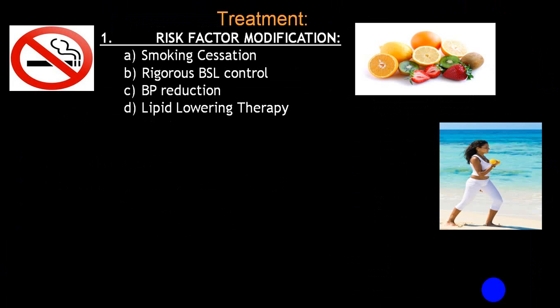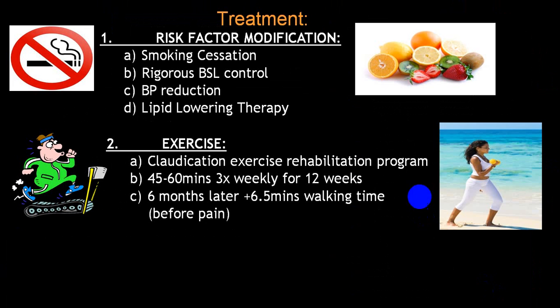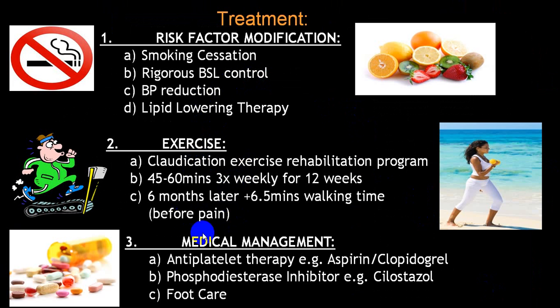So treatment includes risk factor modification, that is smoking cessation, BP reduction, lipid lowering, claudication exercise should be done. So regular calculated exercise should be done. Medical treatment like antiplatelet therapy may be single or dual antiplatelet therapy. You can use cilostazol. Foot care can be taken.